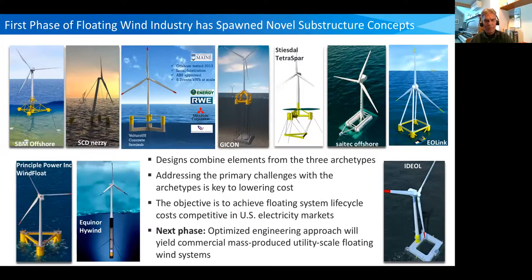So the first phase of floating technology involves a lot of different prototypes. A lot of these have not even been put in yet. A lot of them have. I'm not going to go through each one and what they've done, because there's just not enough time to do that. But all of these designs combine elements from the three archetypes that I just showed you, and they're addressing the challenges of each of these systems through hybridization. With the semi-submersible, we need to look at corrosion at the surface and stability to make sure that it works. And you see in the third one over from the left is the Aquaventus technology that's being developed at the University of Maine. Next slide.